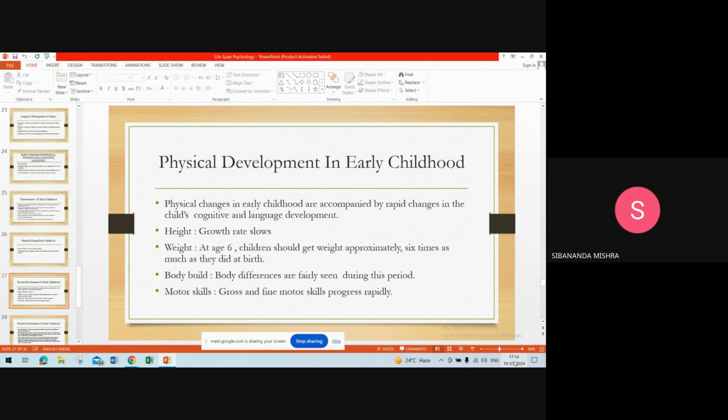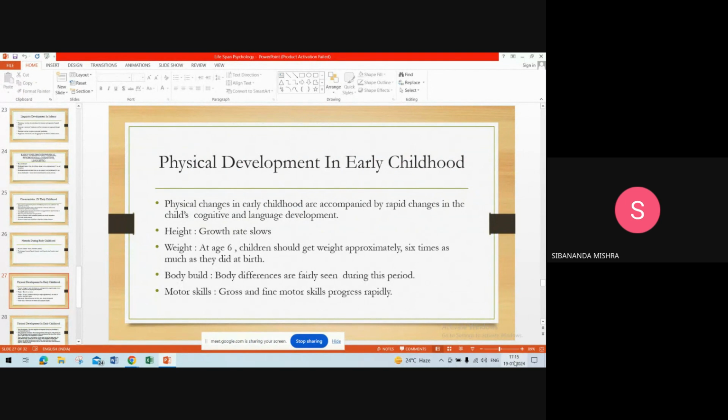After this this will happen, after this that will happen. There are some developmental milestones. As per the milestone, the child develops. There are individual differences in rate and development. Development is essentially the interaction between maturation and learning.